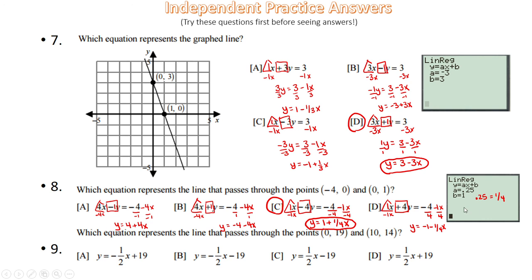Okay, finally, number 9. Type this into stat. I have negative 0.5 plus 19. I'm looking for the one that is the same thing as negative 0.5. Negative 0.5 is the same thing as negative 1/2 plus 19, and now my answer is A.